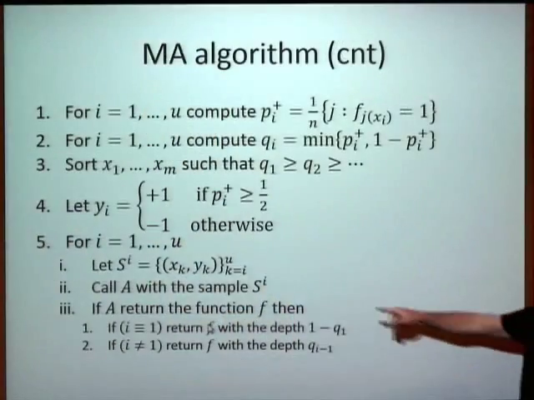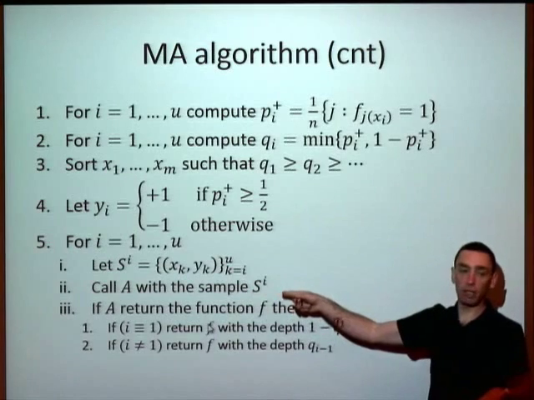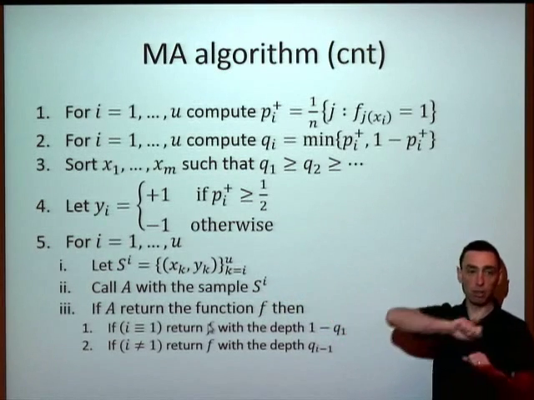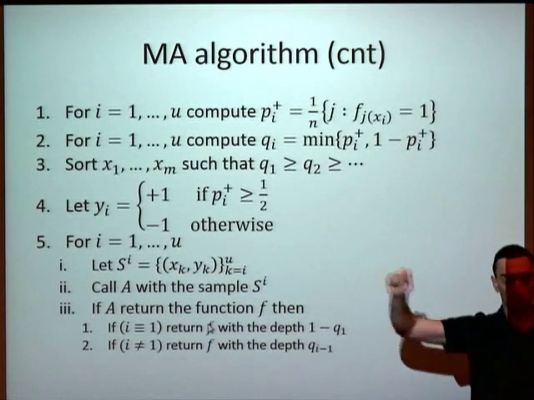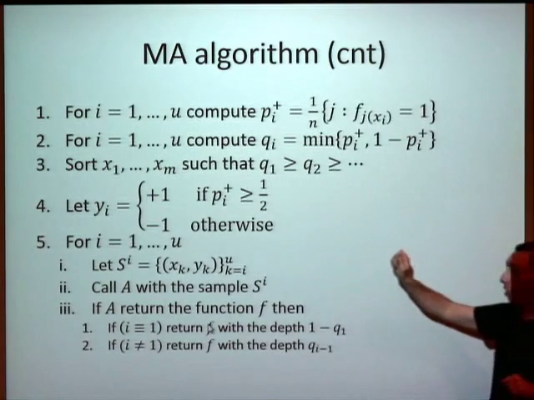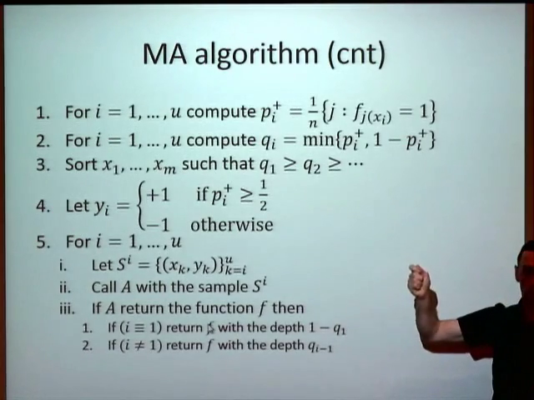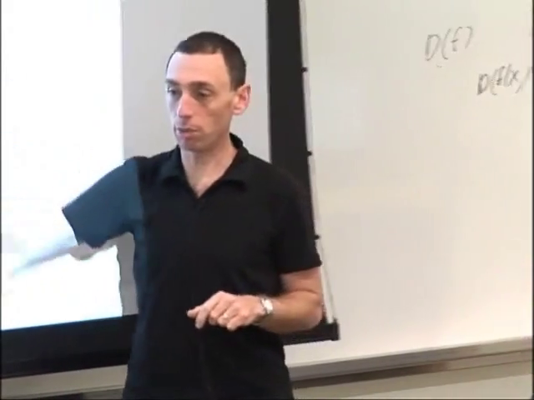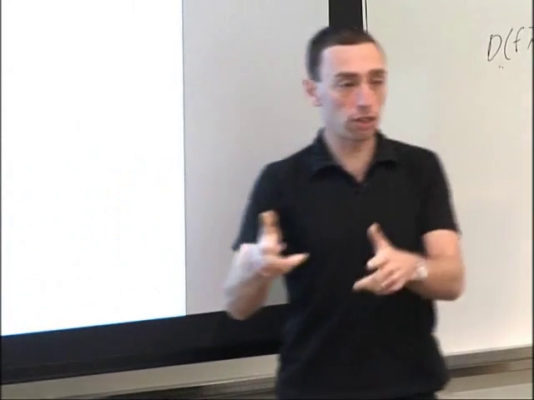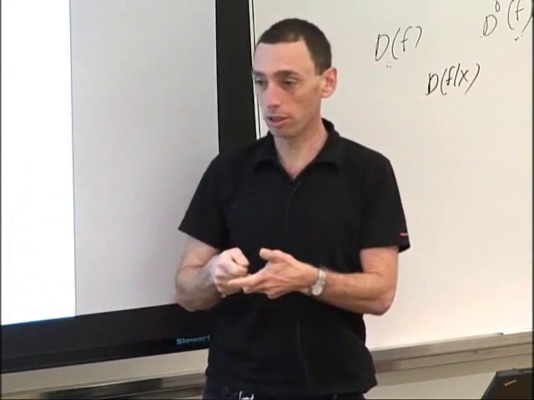So I'll call the algorithm and see if it can find a consistent hypothesis. If it does not, I'll remove the first point. The first point is the one with the largest minority. So I'll remove it, and again, send it to the algorithm. And I keep going, until eventually the algorithm will return a function.